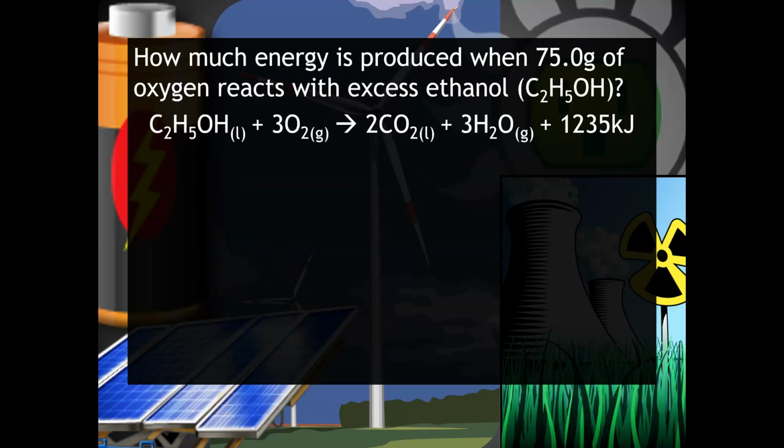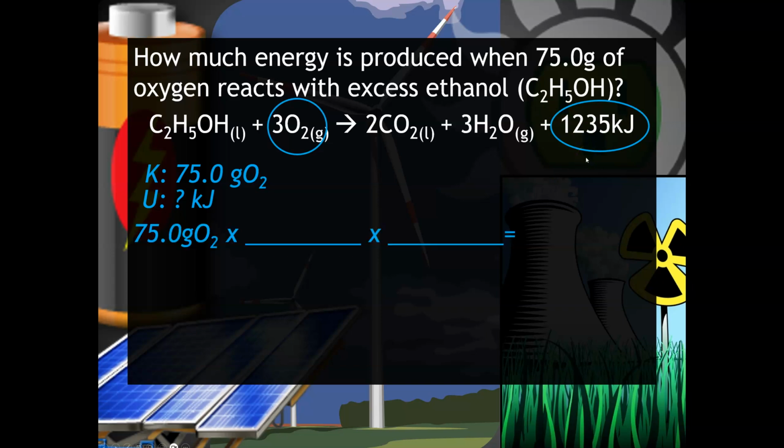How much energy is produced when 75.0 grams of oxygen reacts with excess ethanol? In this example, we have a product side of 1235 kilojoules, which means that it's given off. It's an exothermic reaction. We're going to write 75.0 grams of O2. We also don't know how many kilojoules we have, so what we're going to do is take a look at oxygen, and we look at 1235 kilojoules.